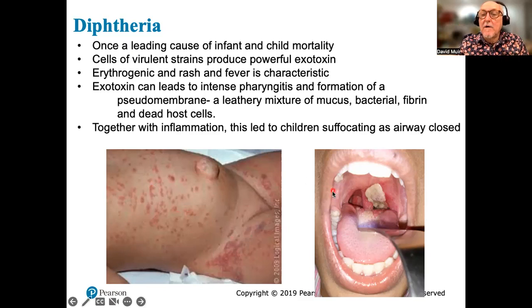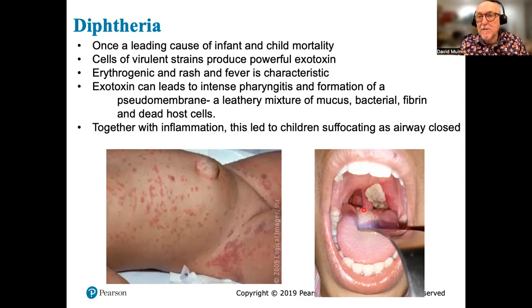But the most dangerous thing of all was this infection of the pharynx, and here you can see there is a pseudomembrane, and you can see that this pseudomembrane has blocked off all of this side here. It could also spread down to the epiglottis. And you can appreciate that if that pseudomembrane formed on this side as well, it could lead to a blockage of the airway, and that's exactly what would happen with children.